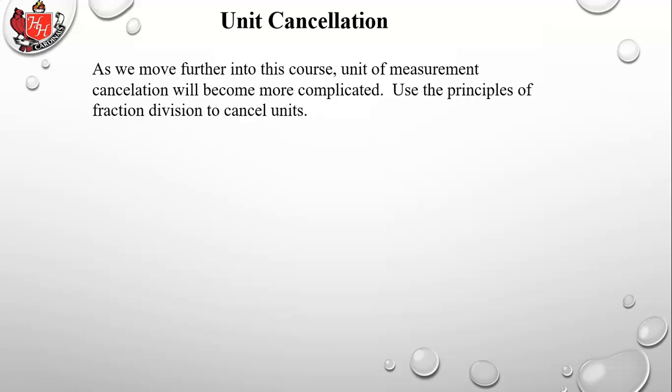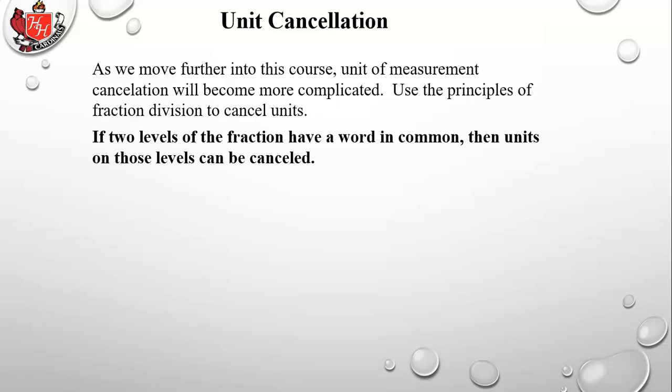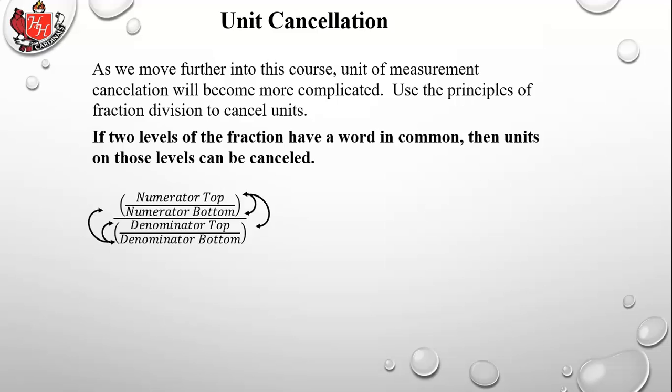So as we move further into the course, unit of measurement cancellation will become more complicated. Use the principles of fraction division to cancel units. In other words, if you have a fraction divided by a fraction, you flip the bottom fraction and then multiply, something you learned in math class some years ago, I think. So if two levels of the fraction have a common word, then the units on those levels can be canceled.